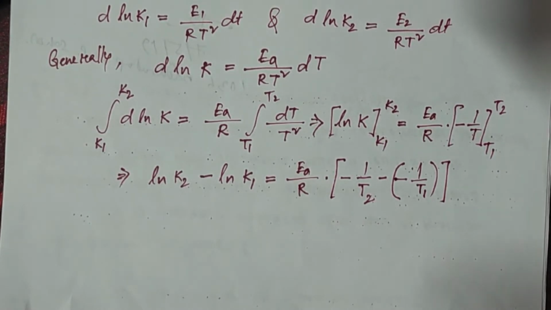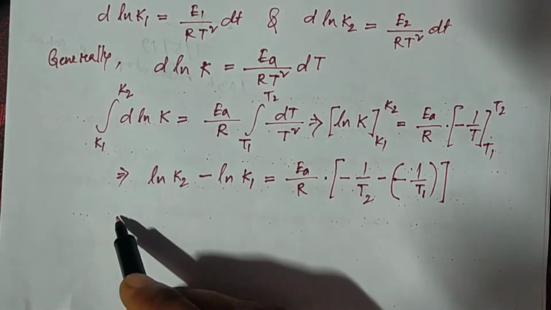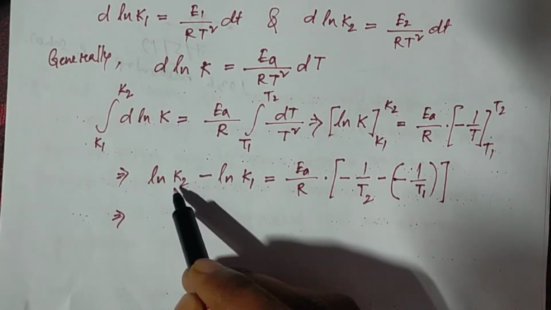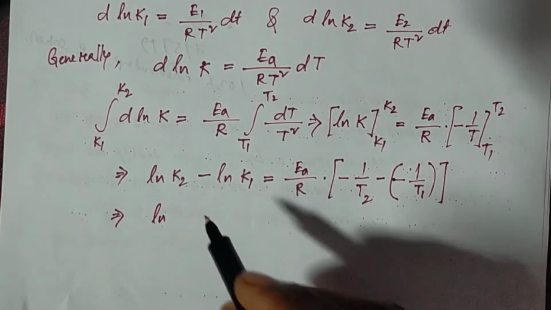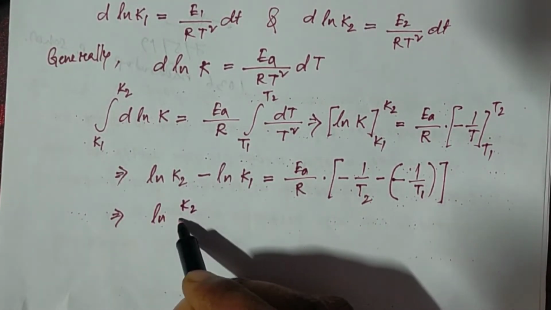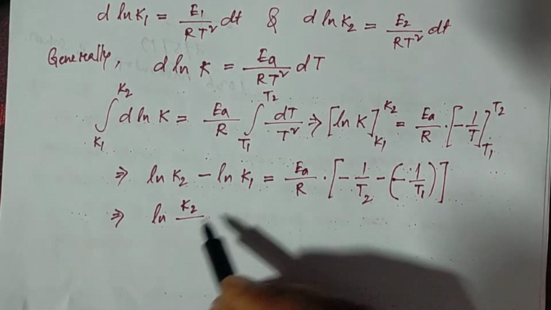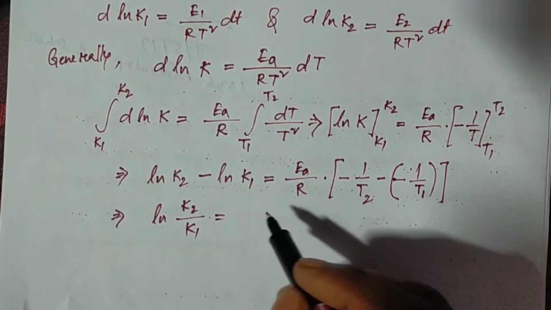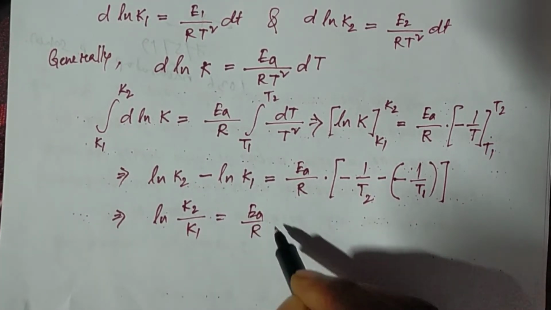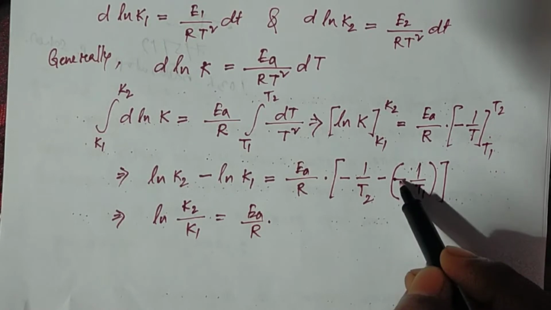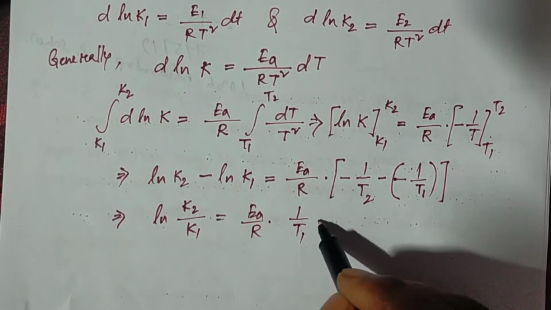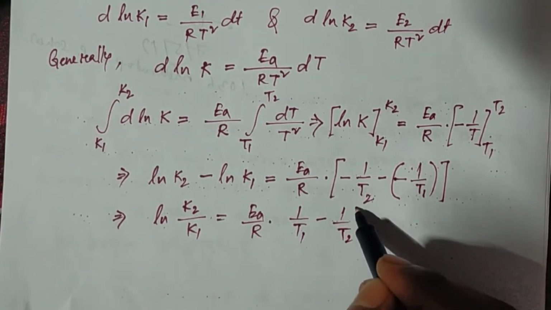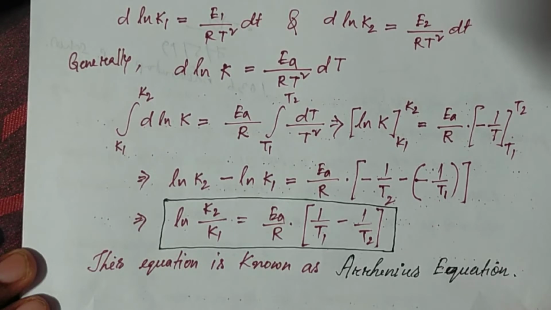Understood? So from the logarithm law, we can express it as ln K2 by K1 is equal to EA by R, and as minus minus becomes positive, we write first 1 by T1 minus 1 by T2. So this is called the Arrhenius equation.